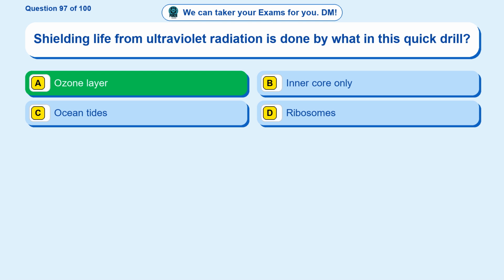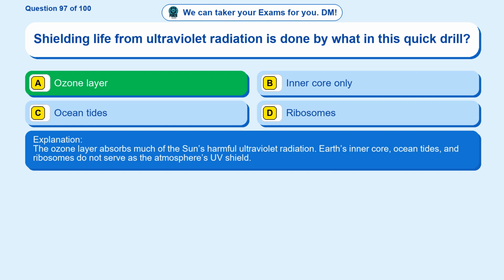Ozone layer. The ozone layer absorbs much of the sun's harmful ultraviolet radiation. Earth's inner core, ocean tides, and ribosomes do not serve as the atmosphere's UV shield.